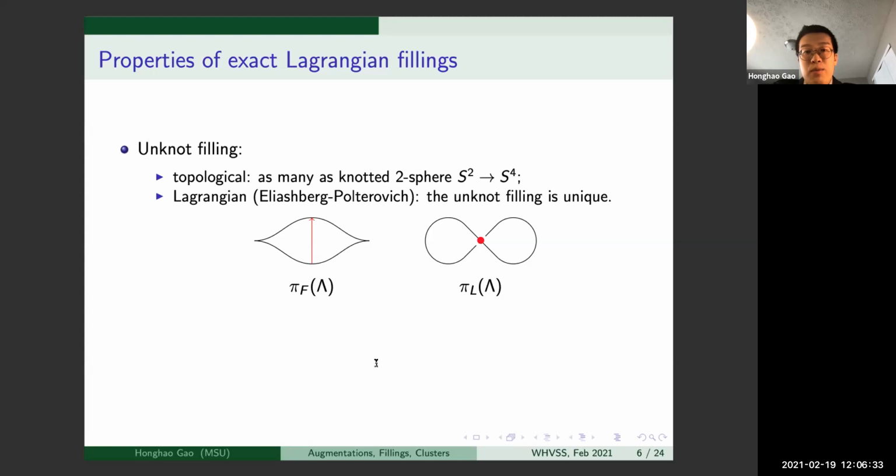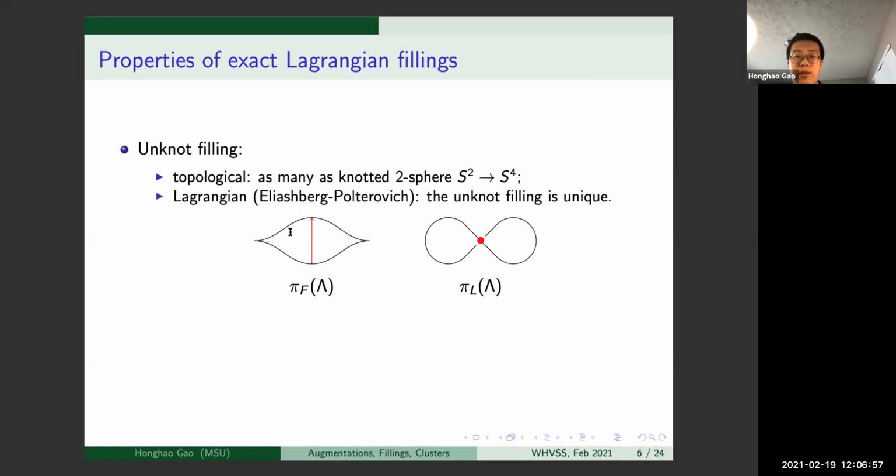The reason is that whenever you have a knotted 2-sphere embedded in S^4, you can just chop off a disk. Then that gives you a smooth filling. And there are so many of them that we don't even have a classification. But in the exact Lagrangian setting, this is a theorem of Eliashberg and Polterovich: the unknot filling is unique.